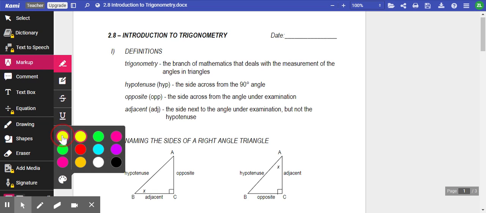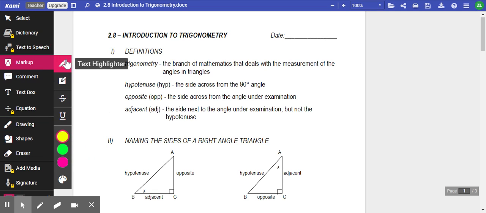Hey, grade 10s, we're dealing with Introduction to Trigonometry, and this is something that you're going to continue to do in grades 10, 11, and 12. So the first definition we need to go over is trigonometry itself. And what is it? Trigonometry is the branch of mathematics that deals with the measurement of angles in triangles.